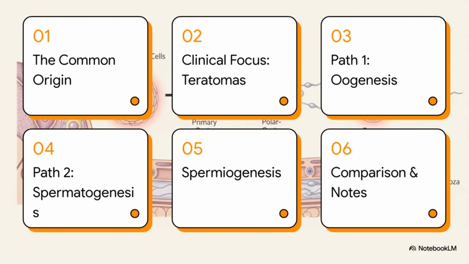So here's our game plan. We're going to start with the common ancestor of all gametes, these things called primordial germ cells. Then, we'll take a quick detour into a really fascinating clinical topic, teratomas, before we explore the two very different paths, oogenesis for the female gamete and spermatogenesis for the male. We'll wrap it all up by comparing these two and hitting some key clinical notes.